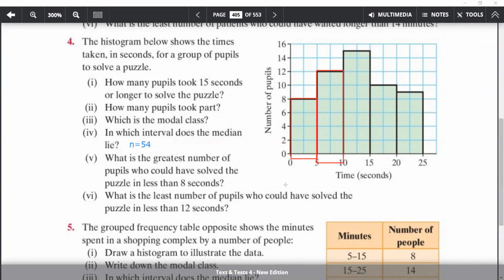What is the least number of pupils who could have solved the puzzle in less than 12 seconds? Well, if we assume that all 15 of these students took longer than 12 seconds, which is entirely possible, then the least number of students who could have solved the puzzle in less than 12 seconds is also these two groups here, which is again 12 plus 8, 20 students.